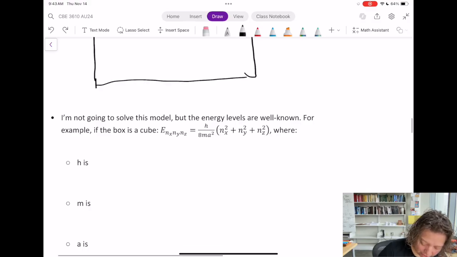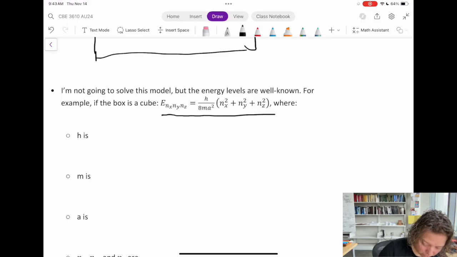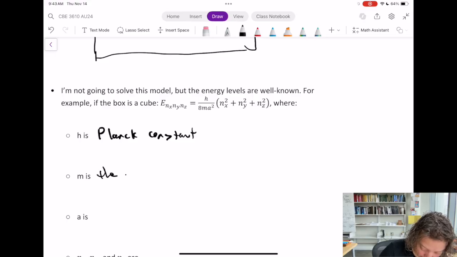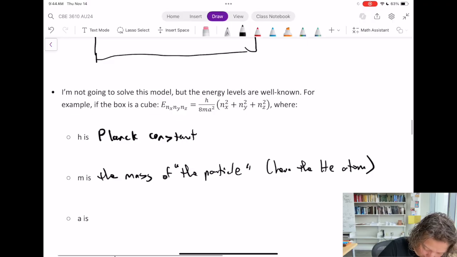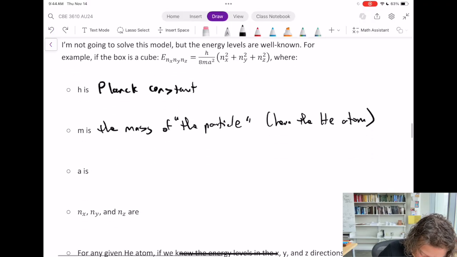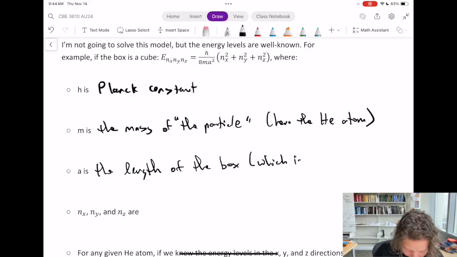Okay, so we know what the energy levels are. They look like this. In this equation, h is Planck's constant. You can look that up. m is the mass of the particle, which here is the helium atom. a is the length of the box. I've drawn a two-dimensional box, but in reality it's a three-dimensional box and it's a cube. a is the length of that.